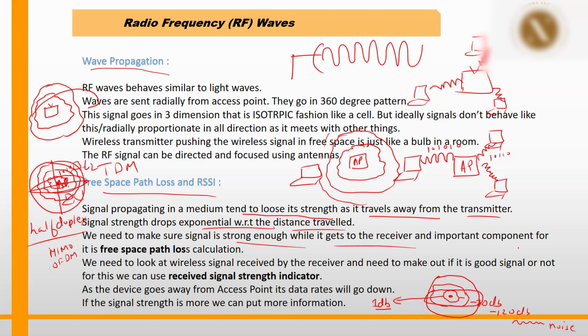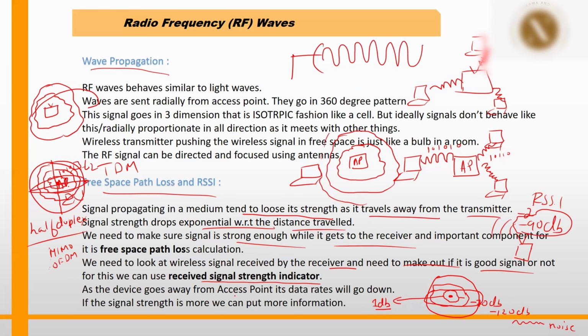So the receiver is able to receive the signal at maybe minus 90 dB. So this is the receiver signal strength indicator, RSSI. That is nothing but the RSSI. So at what dB the receiver can understand the signal, that is what the RSSI is. We need to look at the wireless signal received by the receiver and make out if the signal is good or bad. For this, we can use receiver signal strength.